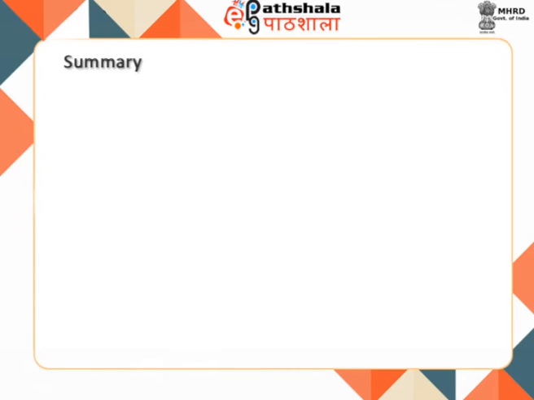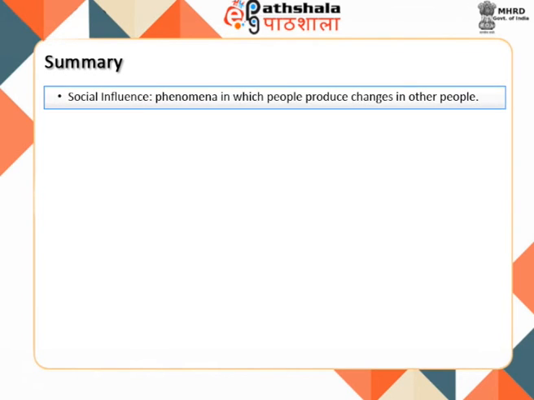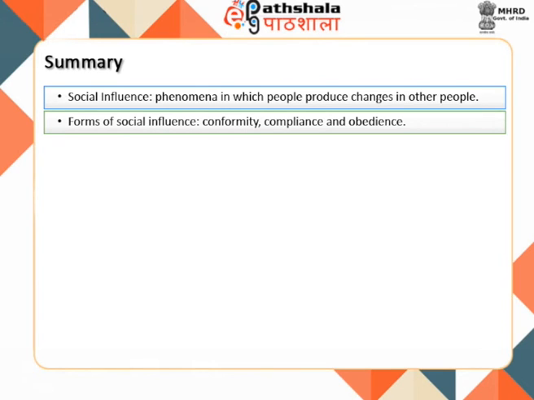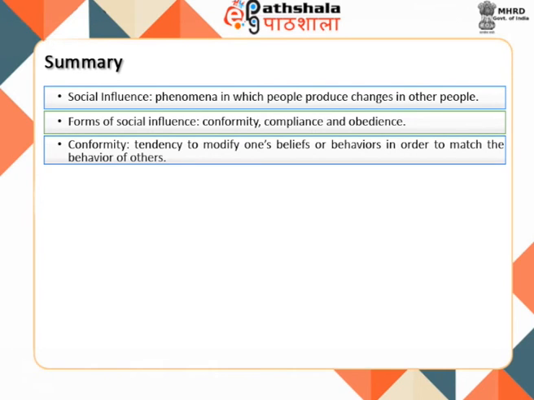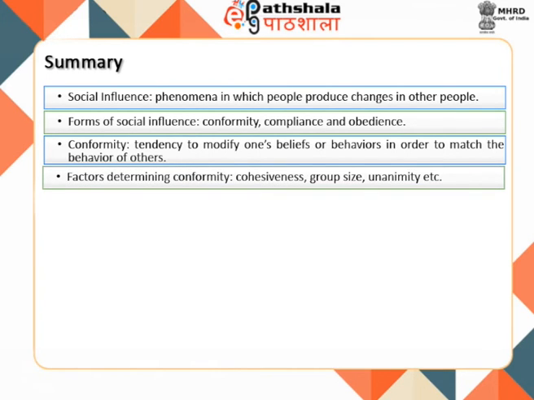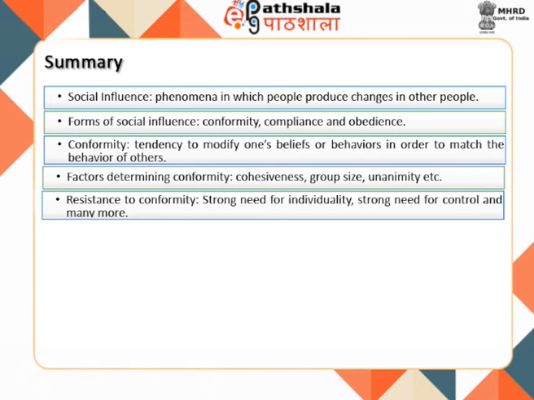Let us now summarize what we have learnt in this module. Social influence refers to the phenomena in which people produce changes in other people. There are many forms of social influence like conformity, compliance, and obedience. Conformity is the tendency to modify one's beliefs or behaviors in order to match the behavior of others. Many factors determine to what extent conformity occurs, such as cohesiveness, group size, unanimity, etc. Resistance to conformity comes from strong need for individuality, strong need for control, and many more.